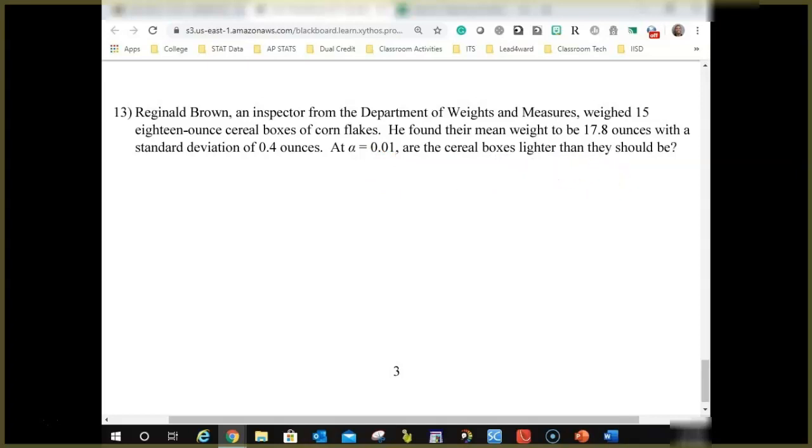So for this particular problem, again, we look at what information we need to be able to find. These are more or less the 5 things that we look at. Now in the problem, the wording at least, the particular gentleman at the Department of Weights and Measures, that may not be a real department, but he weighed 15 18-ounce boxes of cereals, so that's the sample size. And from those 15 boxes of cereals, he found their weight to be 17.8 ounces, so that's the sample mean, with a standard deviation of 0.04.